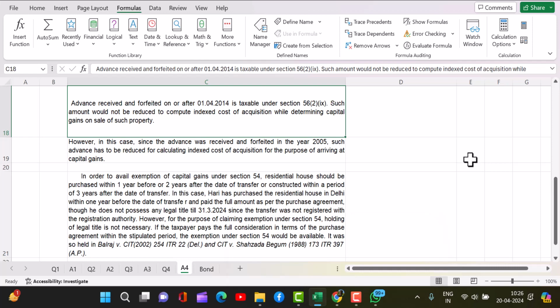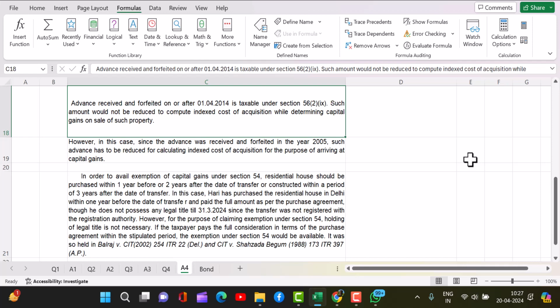Advance received and forfeited on or after 1st April 2014 is taxable under Section 56(2)(9). Such amount would not be reduced to compute index cost of acquisition while determining capital gain on sale of such property. However, in this case, since the advance was received and forfeited in the year 2000, it has to be reduced for calculating index cost of acquisition for the purpose of arriving at capital gains.